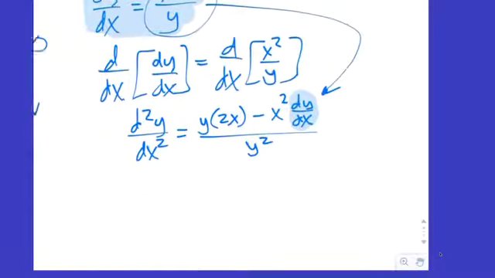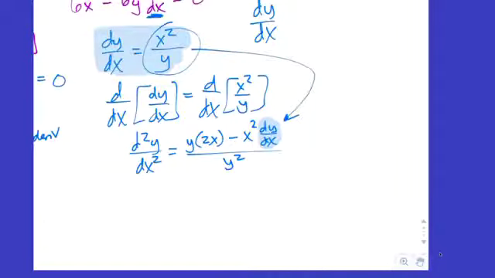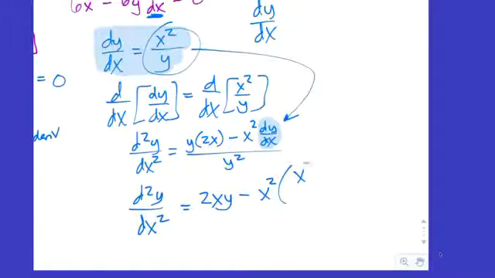I have already solved for dy/dx. You just plug in x squared over y for that. So as we do that, we'll go ahead and simplify. The first term is really 2xy. Now it's minus x squared times x squared over y, in that term only, all over y squared. Now at this point, you could stop. You've met the requirement. You found the second derivative, which later on is going to be meaningful.